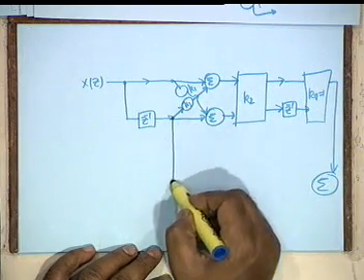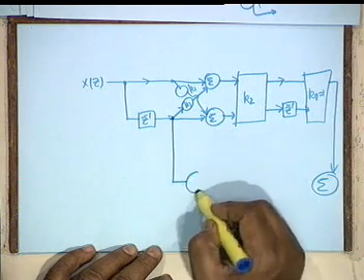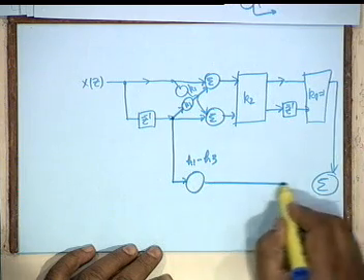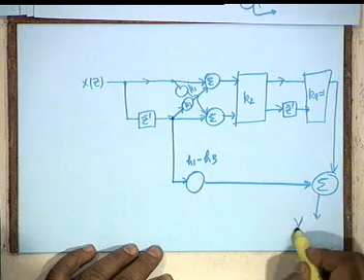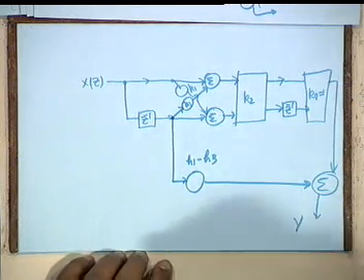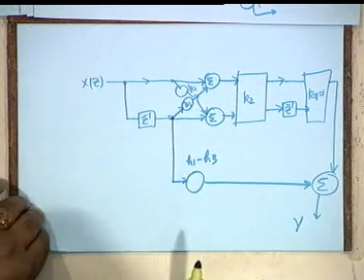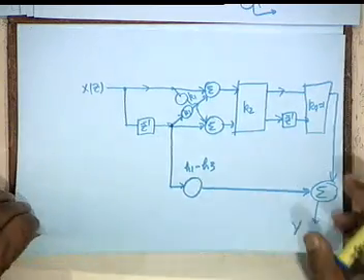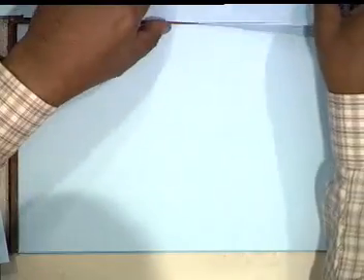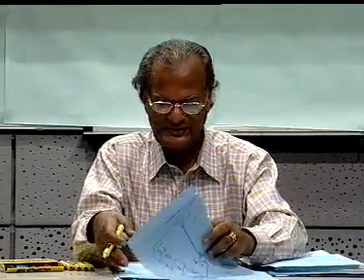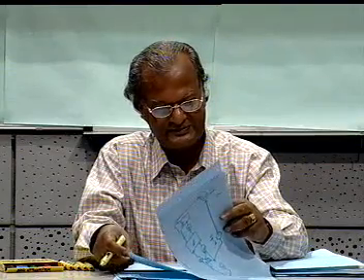Then I take a tap from here, multiply by h1 minus h3 and add it to here to get my output y. Okay, since you insisted. Now I want to go back a little bit to point out that one of the students in last year's batch gave an alternative.